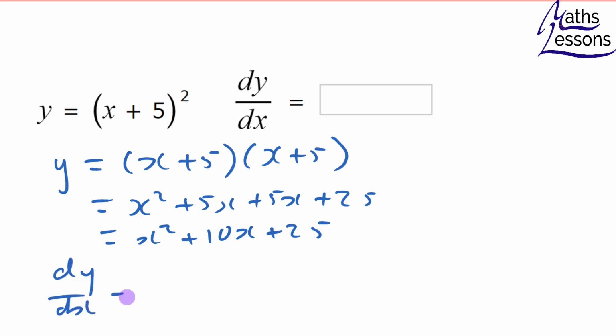And we use our rule: times by the power, take 1 off the power. So times by the power, we get 2. Take 1 off the power is 1. Now, if you just look at the 10x plus 25, just remember that's like y equals mx plus c. So the m is the gradient, so only the 10 comes into the gradient function. So 2x to the 1, which is 2x, plus 10, gives me my gradient function for this one.